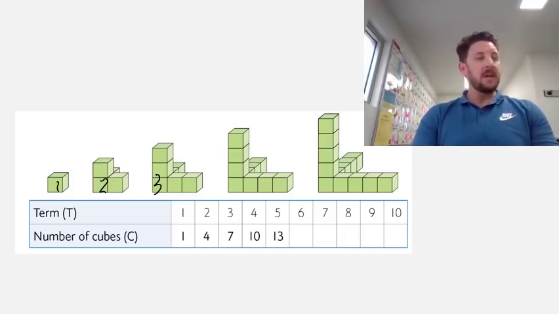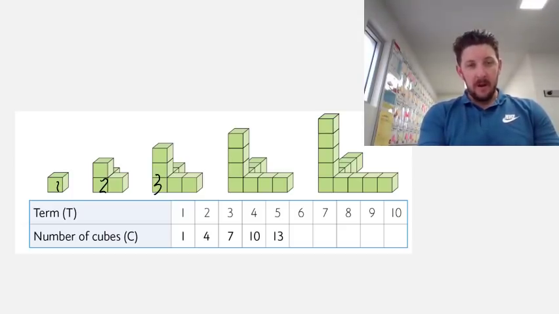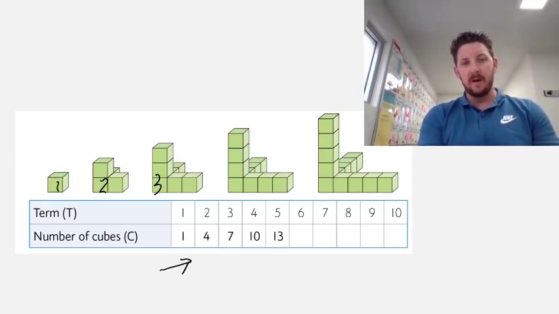Now, looking at the bottom in our table, we have our term, which tells us which shape we've got, so 1, 2, 3, 4, 5, and then the number of cubes used to make that shape. The first thing we're going to try and do is find a pattern. Patterns normally move along the bottom, going from left to right, so you can see it goes 1, 4, 7, 10, 13.